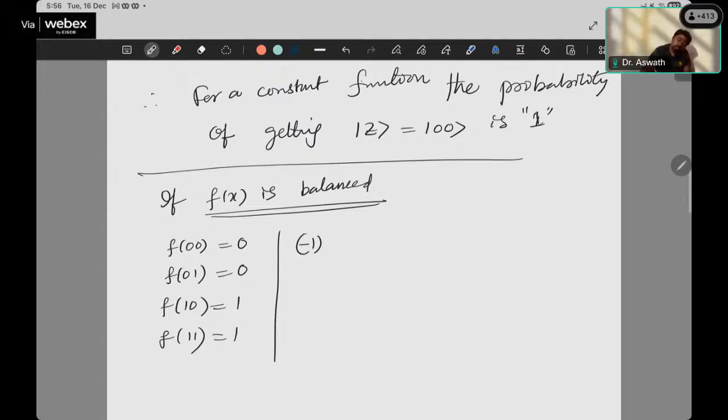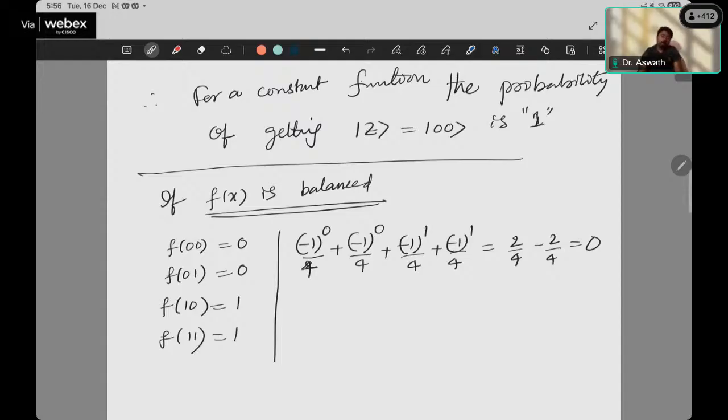Probability amplitude is minus 1 to the power of 0 by 4, minus 1 to the power of 0 by 4, plus minus 1 to the power of 1 by 4, minus 1 to the power of 1 by 4. What is this sum? It is 2 by 4 minus 2 by 4, which is 0. So the probability amplitude is 0. Doesn't matter whether the first two of them give 1 or the second two give 1. For a balanced situation, the probability amplitude is 0.